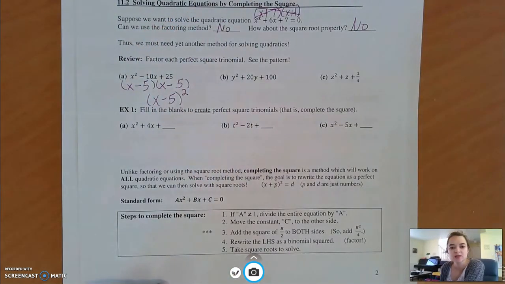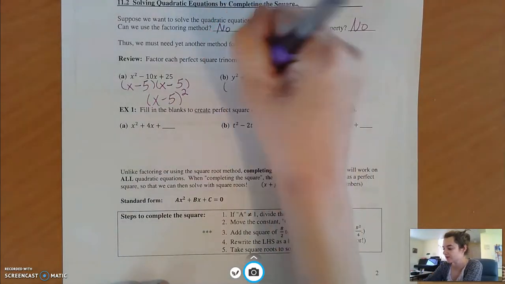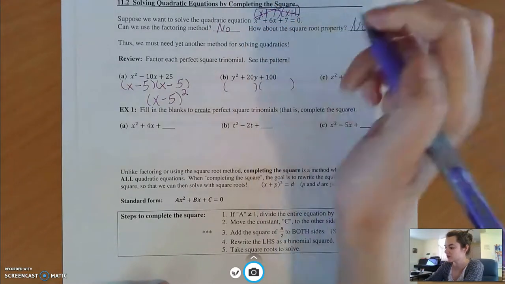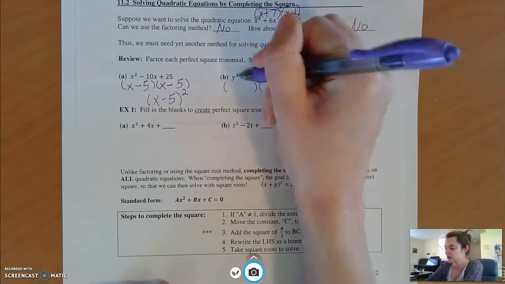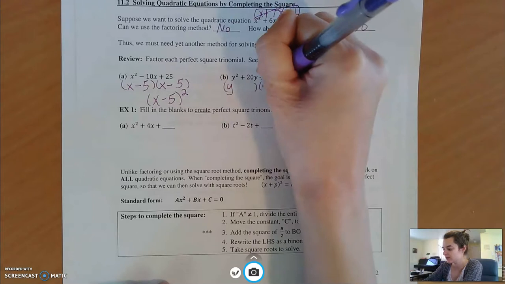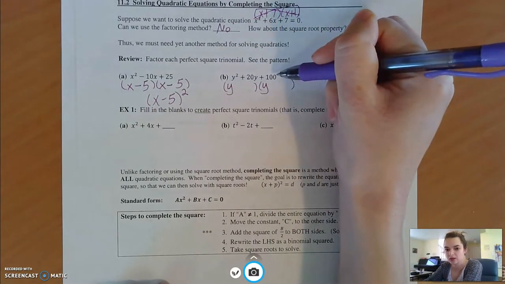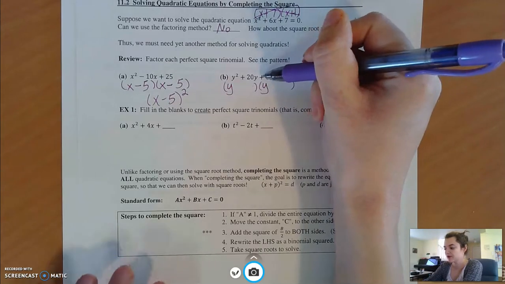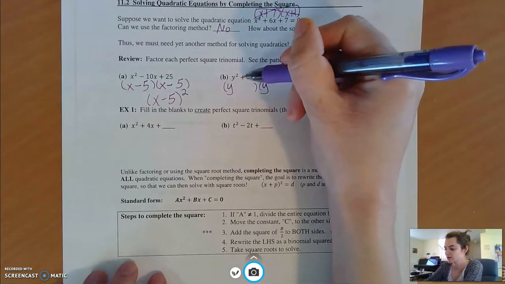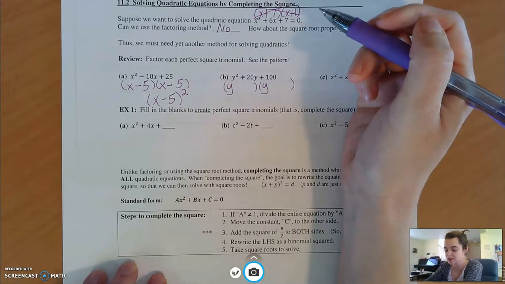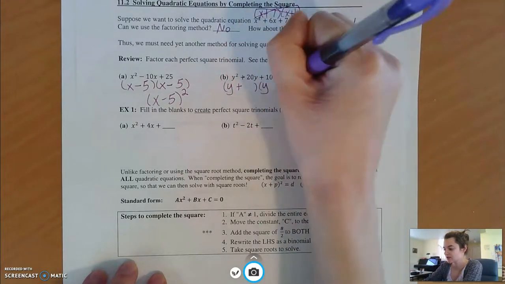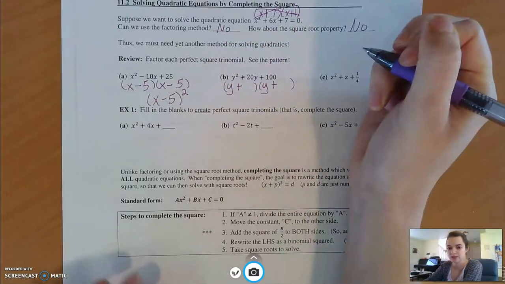Okay, let's look at another one. We've got y squared plus 20y plus 100. Same idea. If I guess and check factor for this one, the first times the first should give me y squared, so y times y. The last times the last should give me positive 100. So with it being positive, I've got the same sign. Looking at the middle term with it being plus, that's going to be my sign. It's going to be y plus and y plus.